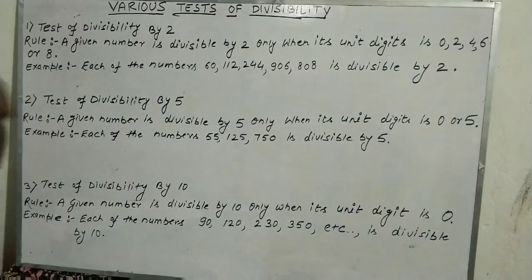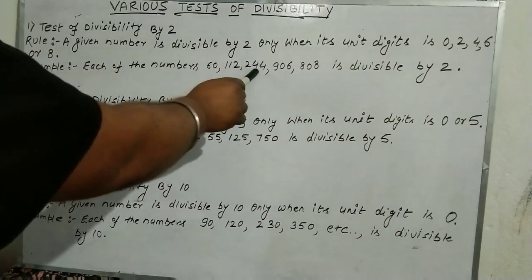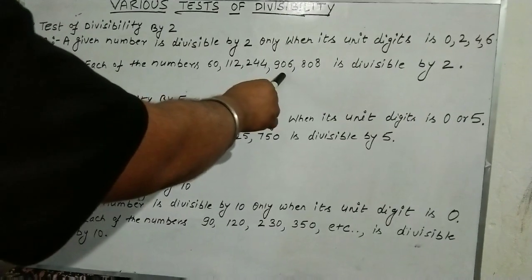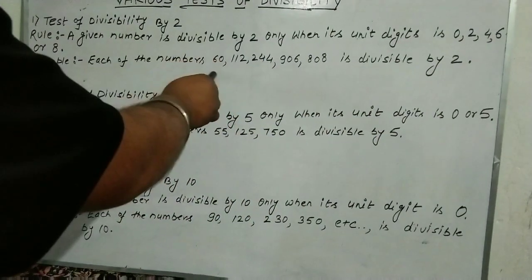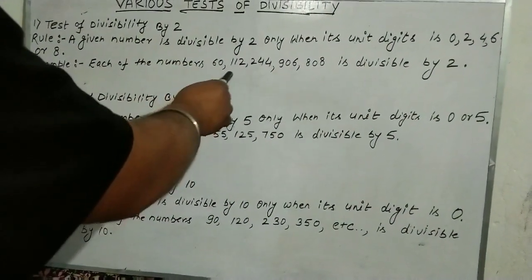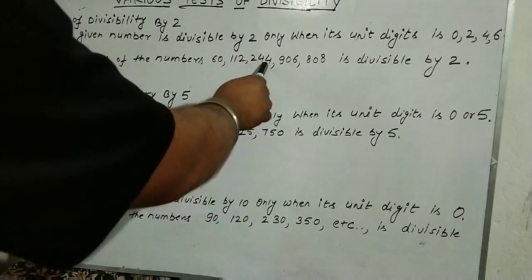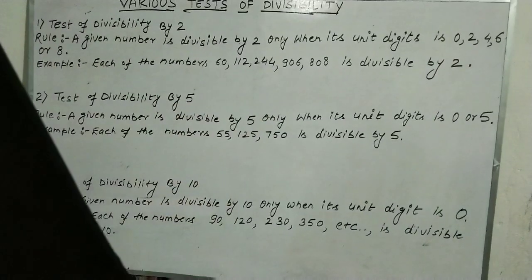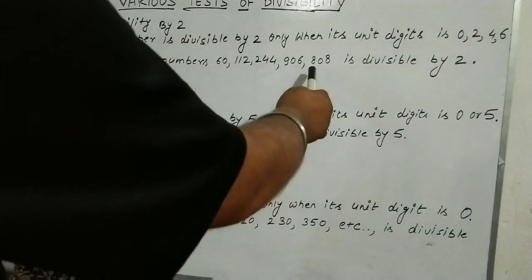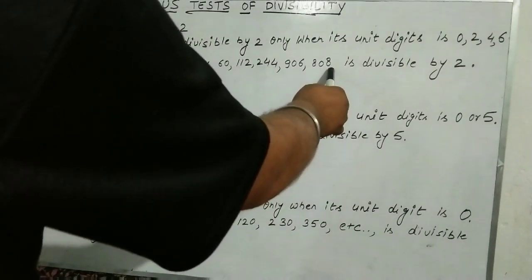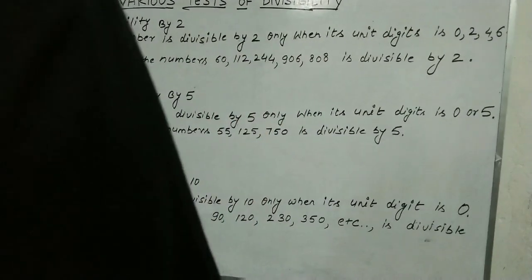8. For example, each of the numbers 60, 112, 244, 906 and 808 is divisible by 2 because in case of 60 the unit digit is 0, in 112 the unit digit is 2, in 244 the unit digit is 4, in 906 the unit digit is 6 and similarly in 808 the unit digit is 8. Therefore, all these numbers are divisible by 2.